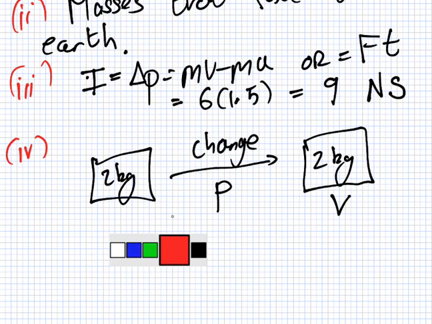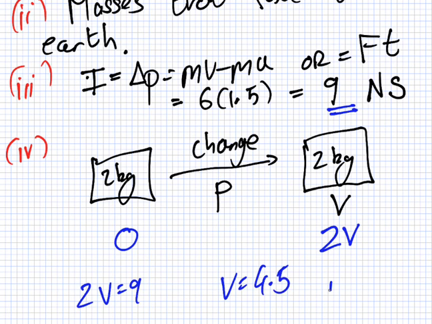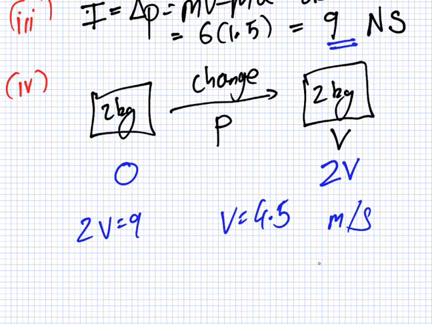What's the momentum at the start? 0. And the momentum later? 2v, which will be 9. V equals 9 over 2, which is then 4.5. So 2v equals 9, so v equals 4.5 meters per second. Part B.